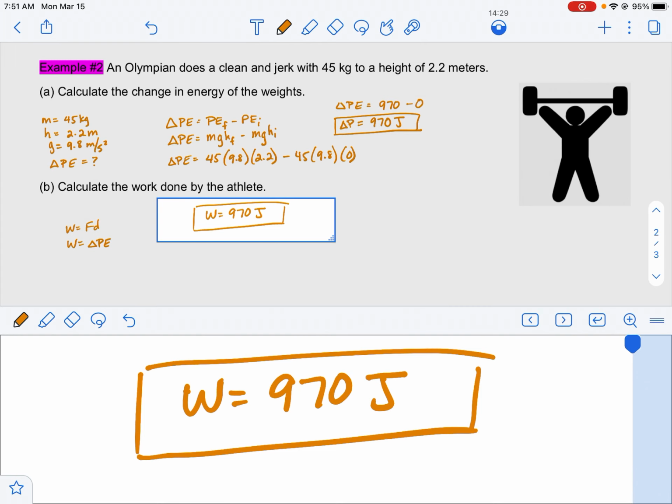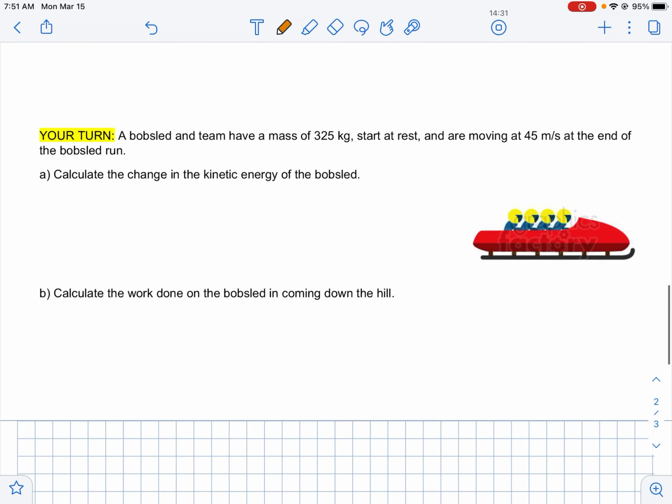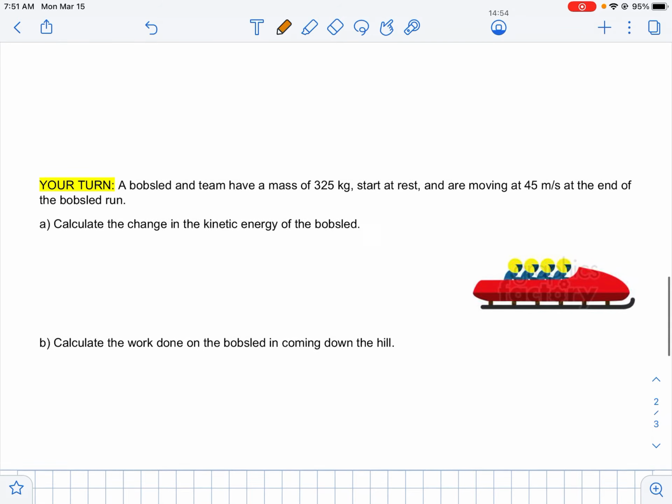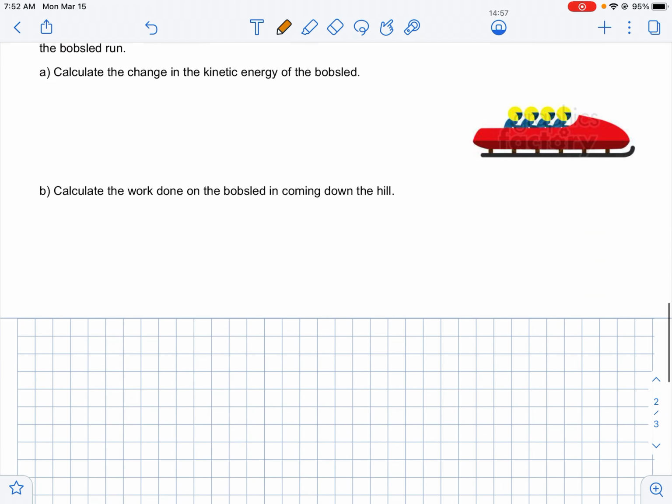All right, so your turn. A bobsled team has a mass of 325 kilograms. They start at rest. They are moving at 45 meters per second at the end of the bobsled run. Calculate the change in kinetic energy. Calculate the work done. So that first one, part A, that's going to require you to do some actual math. That second one, though, you should be able to do just like the one we did up above, because remember that the work is equal to the change in kinetic energy.